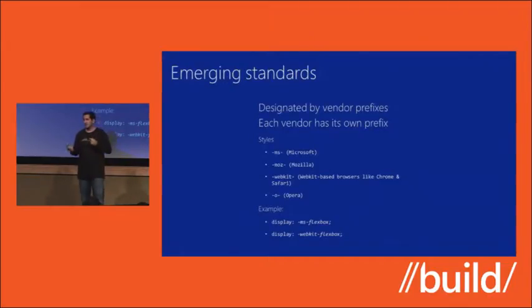So every major browser vendor has their own prefix. Microsoft has -ms. Chrome and Safari, which are WebKit-based browsers, have -webkit. Of course, you have Mozilla, which is -moz, and you have Opera, which is -o. And if you look at this example right here, notice that we're talking about Flexbox, and its prefix for Microsoft is -ms-flexbox, and in this case, for WebKit, -webkit-flexbox.